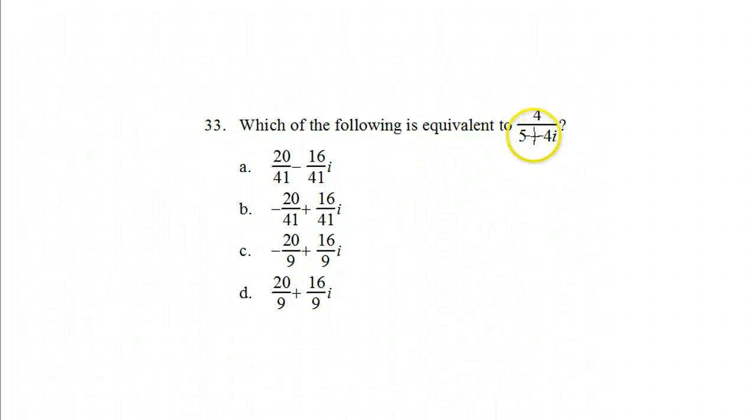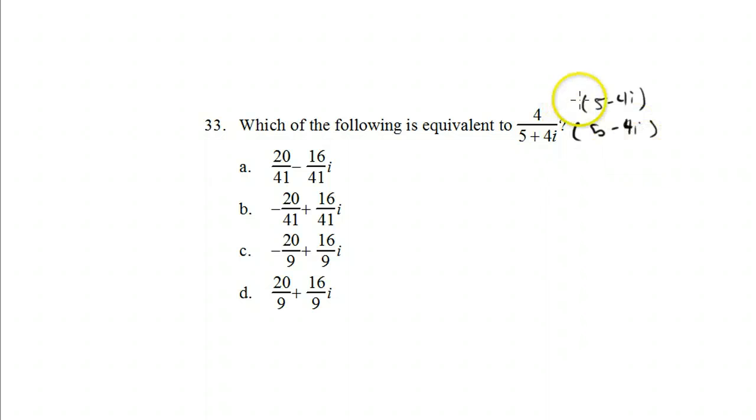To divide this complex number, we have to multiply by the conjugate of the denominator. So how do we find the conjugate? We just switch the sign of the middle one. So that's going to be 5 minus 4i on top and bottom. Now the reason why we do this is it's going to get rid of all the imaginary numbers from the denominator.